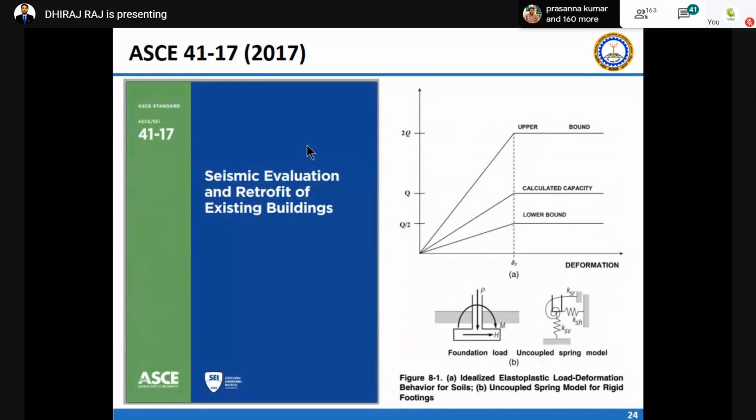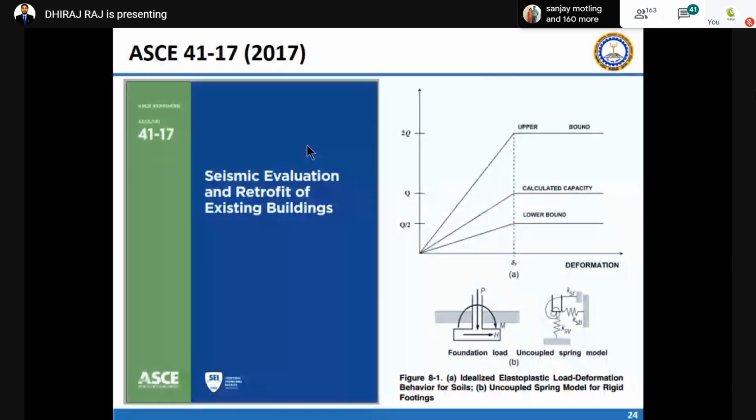Next is ASCE 41-17, which is actually intended for seismic evaluation and retrofitting of existing buildings. There is Chapter 8, which talks about foundation design, nonlinear analysis and design of buildings with foundations. Here they give three different methods: method 1, 2, and 3. These are applicable for different scenarios.